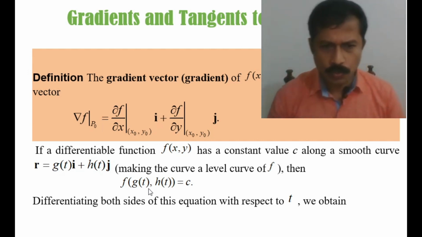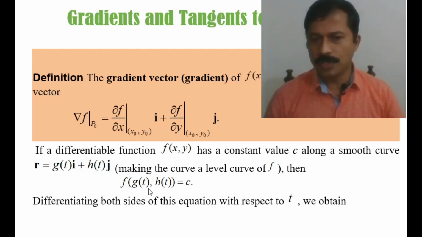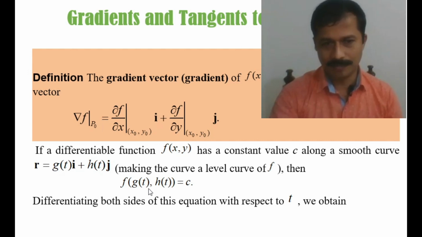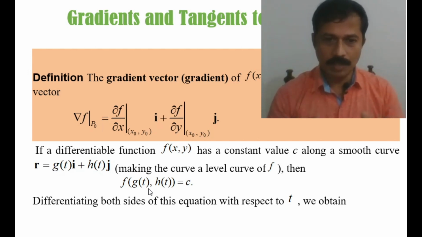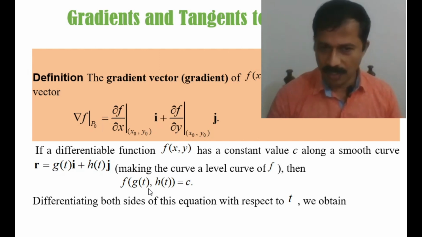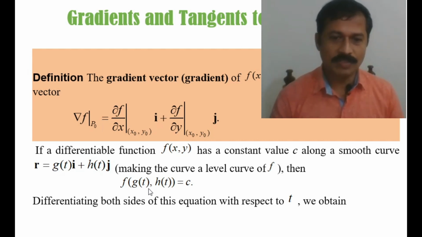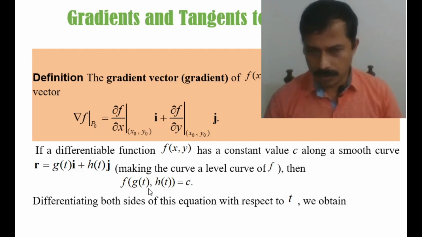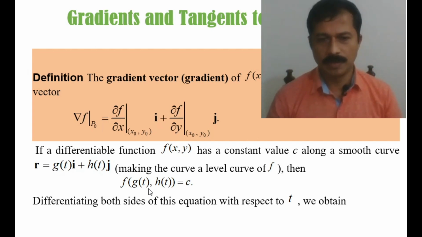What is the advantage of this new equation? This new equation involves only one parameter, and that is t. At the same time, I also stress that the set of all ordered pairs x, y for which f of x, y is equal to c gives a curve, and it is called a level curve. Those who are interested to know more about level curves, please refer to my video.